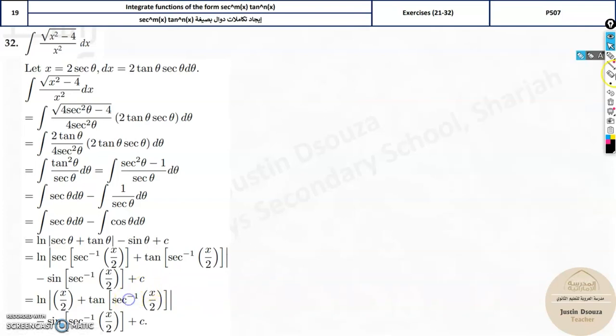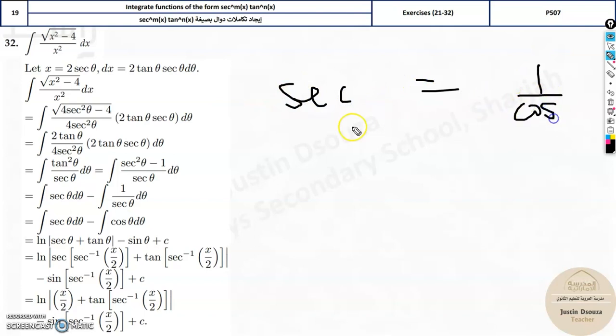Now you can see secant inverse. Before I start the calculator method, there are a few things you must remember. You know secant equals 1 by cos. But do you know what secant inverse of, say, x is equal to? Now this is not 1 by cos inverse x. It doesn't make sense because the domain is defeated. It will be an error because when you take 1 by cos inverse, the domains don't match.